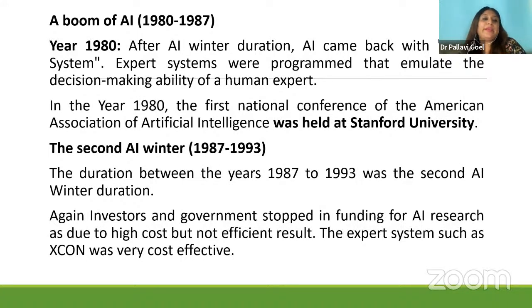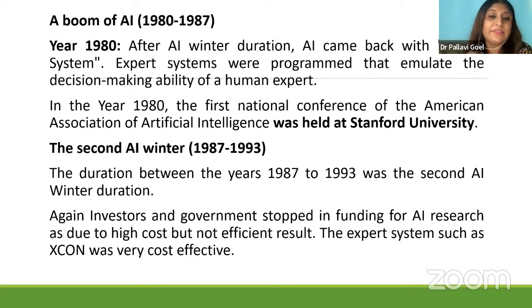In 1980 to 87, this is how the AI winter ended and AI came back with expert systems. Expert systems were programmed to emulate the decision making ability of a human expert, because here we are saying that human experts are involved. The first national conference of the American Association of Artificial Intelligence was held at Stanford University.